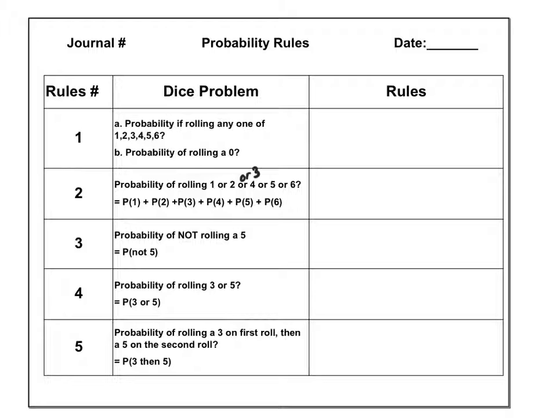I'll ask you guys first. What is the probability of rolling any one of the 1, 2, 3, 4, 5, or 6? 6 out of 6, which is 1, right? So this probability is equal to 1.